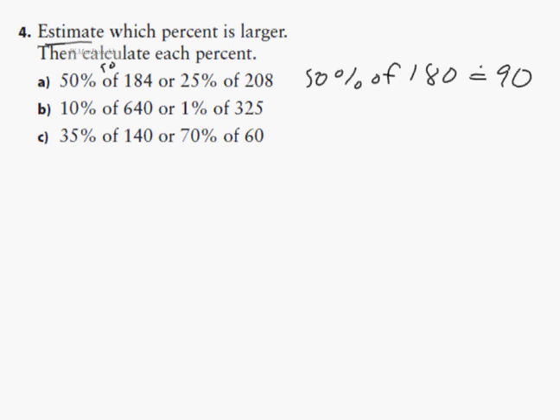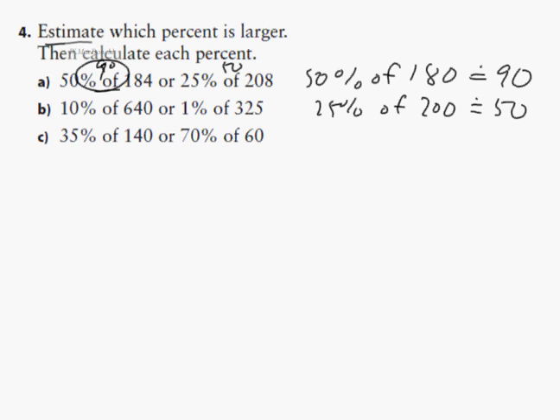So that's going to be my estimation for this, 90. Over here, 25% of 208 I can't do, but 25% is half of half. So 25% of 200, half is 100, so half of that is 50. So 25% of 200 is 50. So given that this is 90 and this is 50, this one is going to be the larger number.